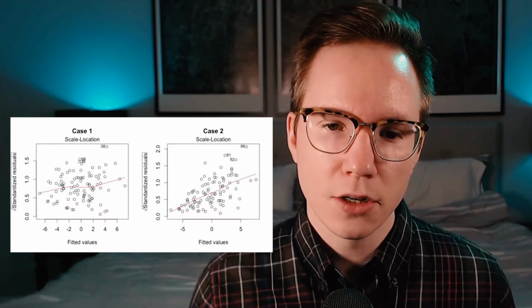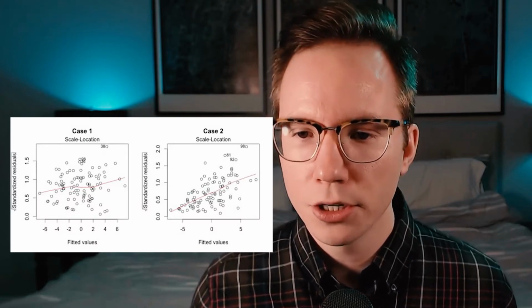The second assumption of linear regression is called homoscedasticity. It's a very hard word to say. However, it tells you if the residuals have a constant variance. So it's assumed in linear regression that your residuals will have constant variance throughout the dataset. And the test we can use for this is called scale location.